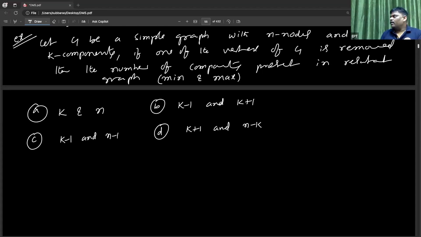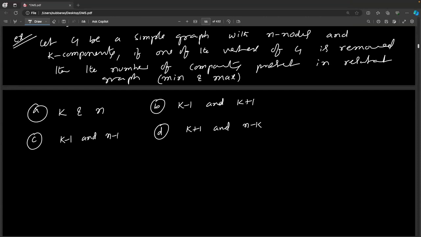See, I have a graph which contains k components already. That graph contains n vertices and k components are already there. If I remove one of the vertex from the G, in the resultant graph, minimum how many components can be, maximum how many components can be. Please try. It's very interesting. Take example and check. Mostly you will get the clarity.